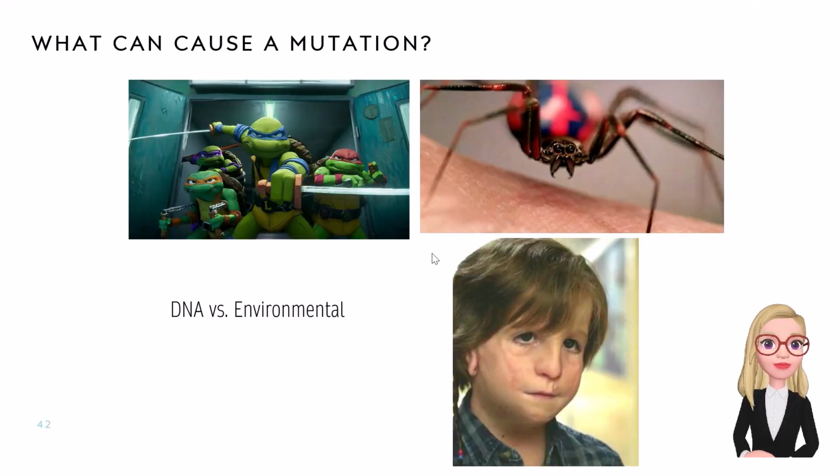So we've already talked, and again, going back to some movies, we've already talked about mutations that can be DNA or they can be environmental, right? And again, you can see the mutant turtles there. You can see environment through insects. And then you see from the movie Wonder, the craniofacial newborn condition that the particular character had.